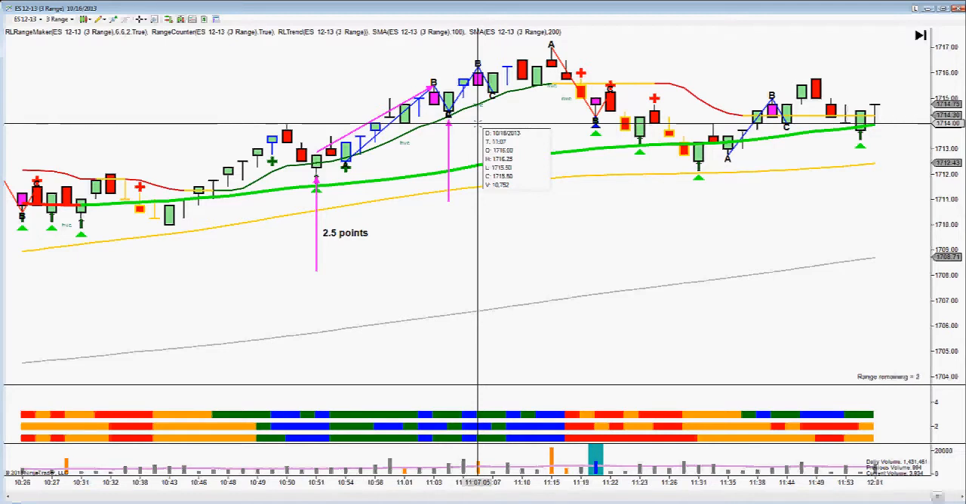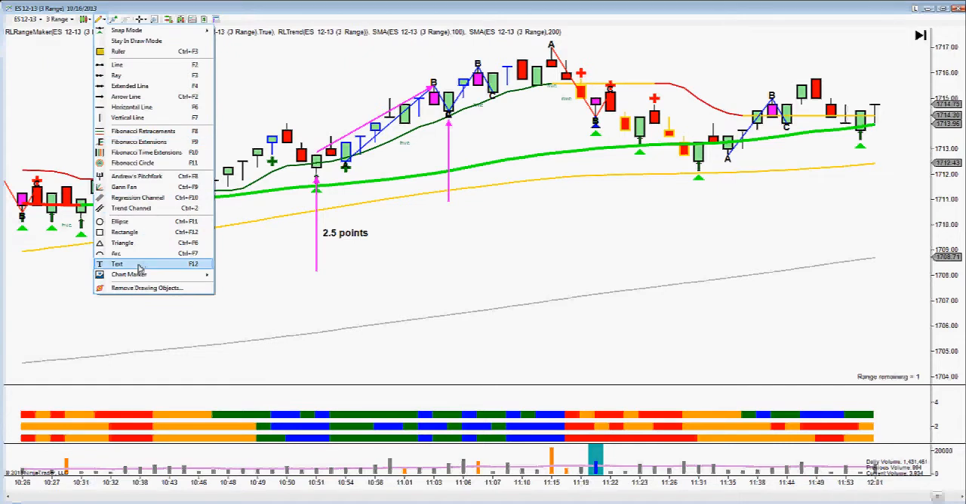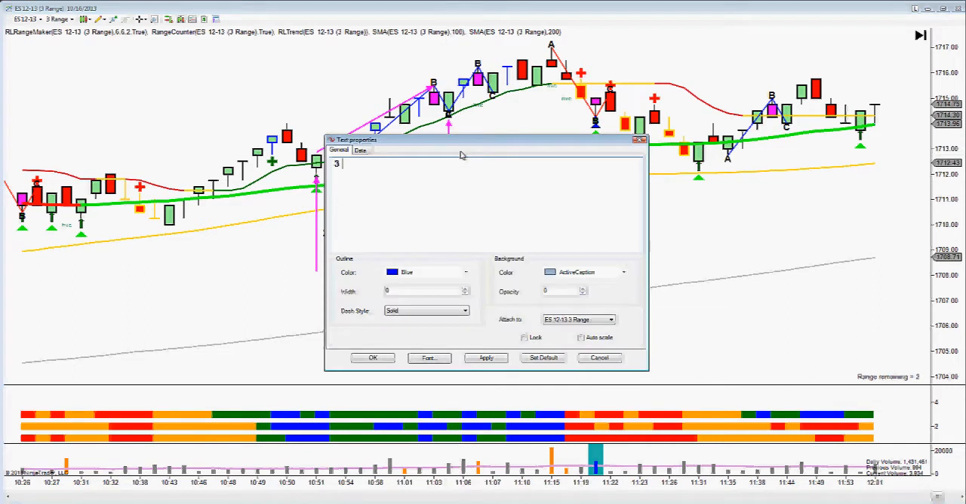The high of the move is 1716.25. So it's 3 ticks, and that would be our first target. Very modest trade.